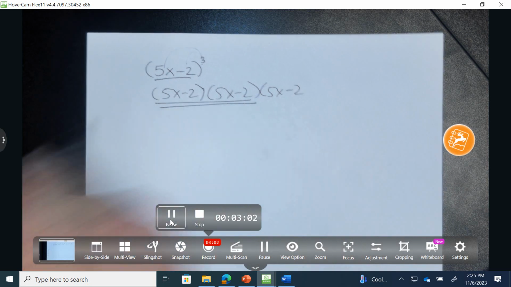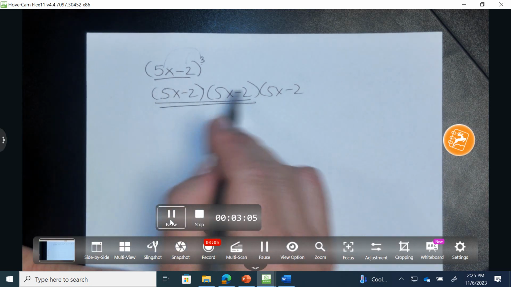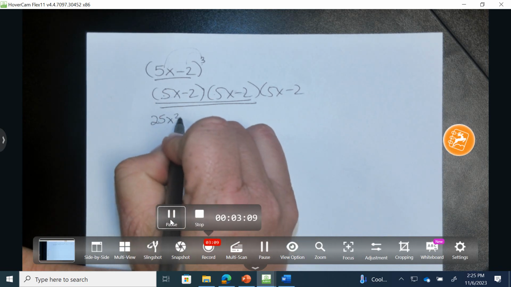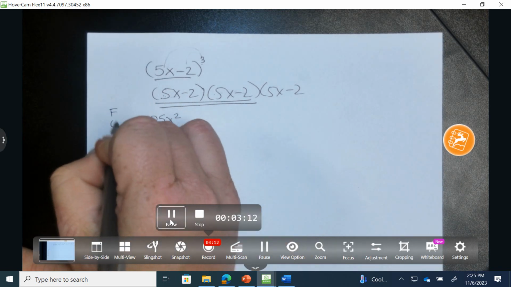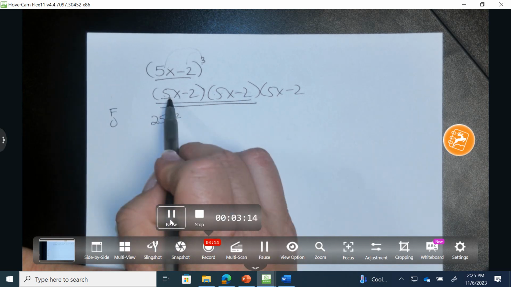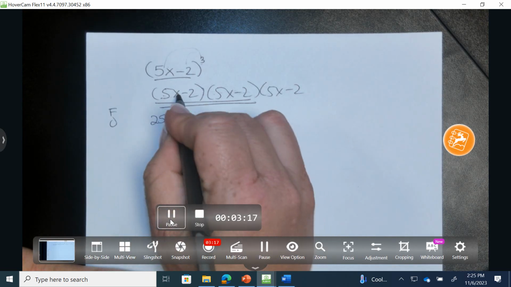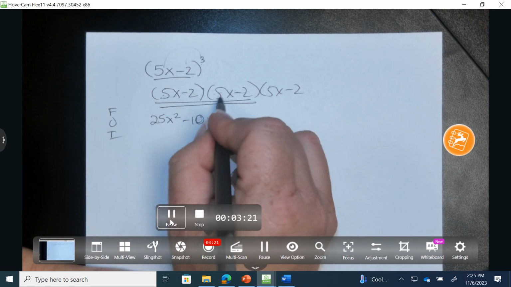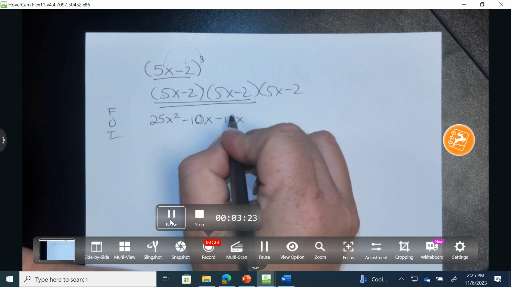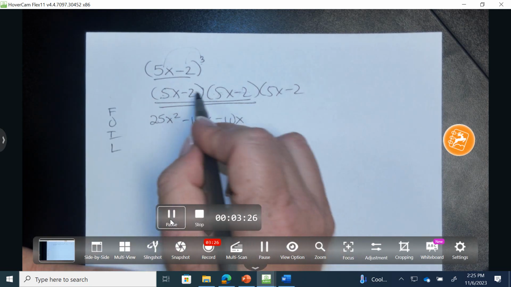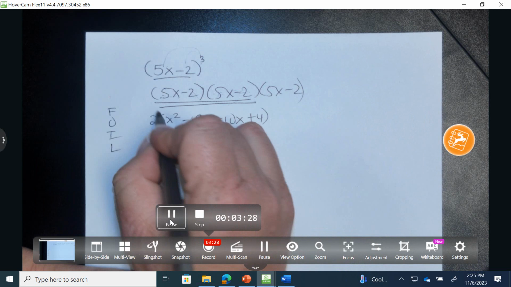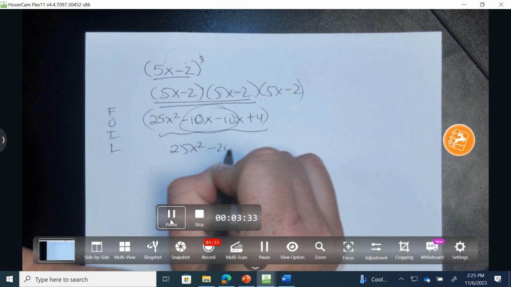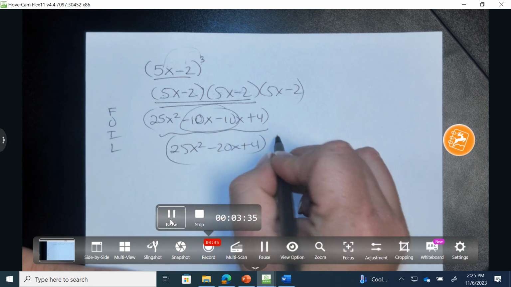I'm going to start here by using the FOIL method, multiplying the fronts to get 25x squared. Multiplying the outsides, 5 times negative 2 is negative 10, and there is an x. Inside, negative 2 times 5 is negative 10, and there is 1x. Multiplying the last, negative 2 times negative 2 is positive 4. I can combine these to get 25x squared minus 20x plus 4.